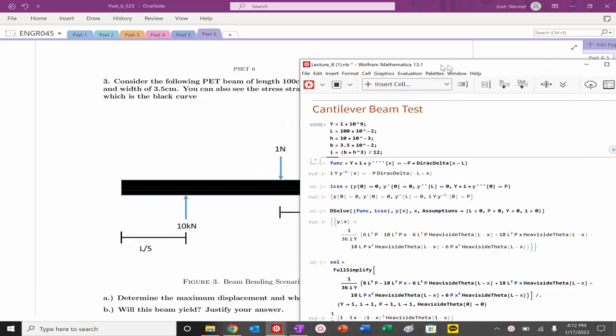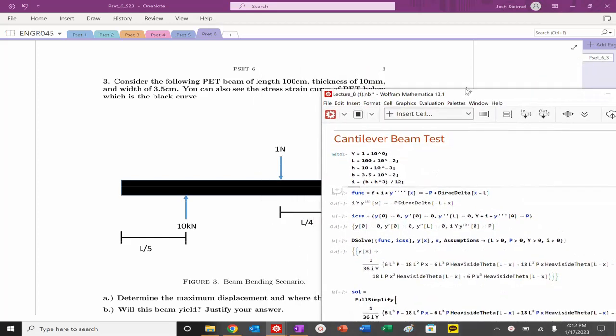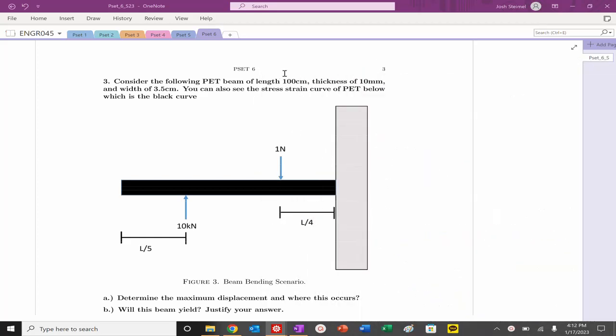Fantastic. All right. So we have our function. So we have a supported beam here. And actually, I'm going to go ahead and define my coordinate system. So y, x. I'm going to define this as x equals 0, and this is going to be x equals L.